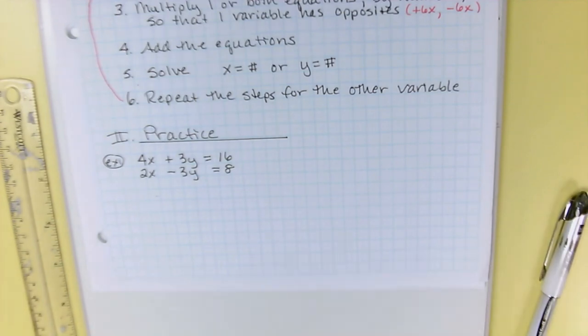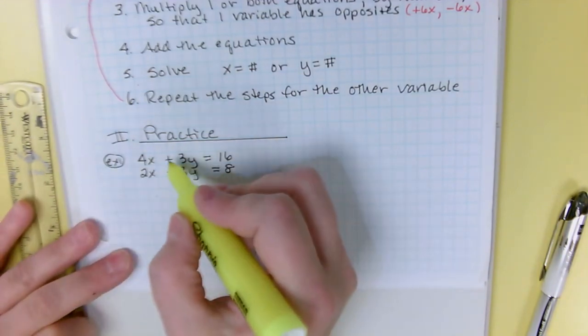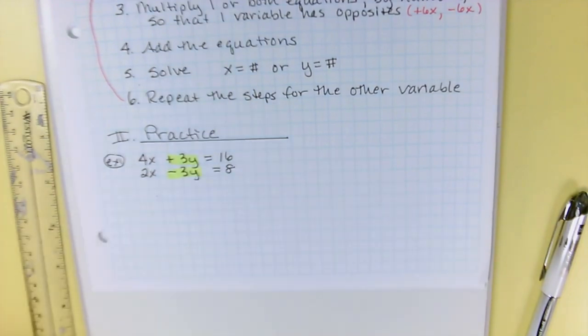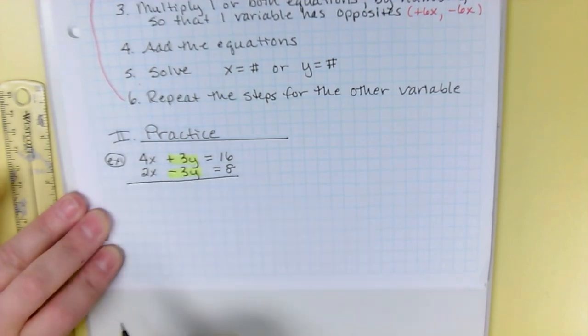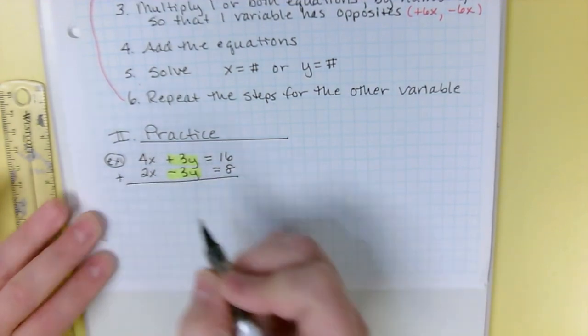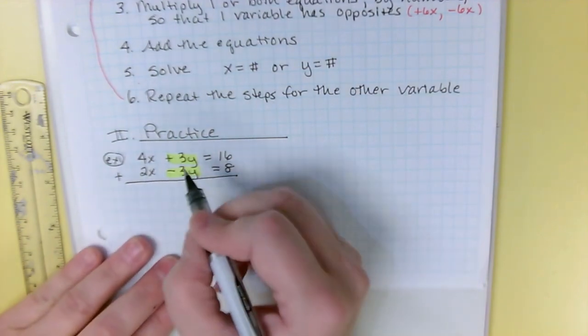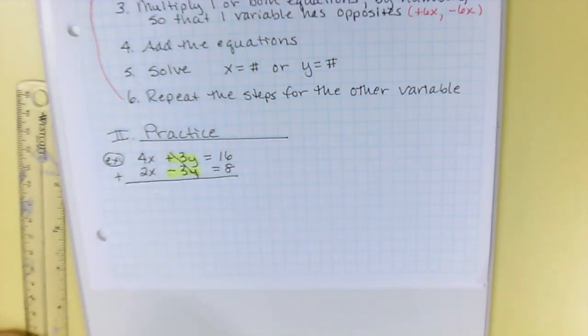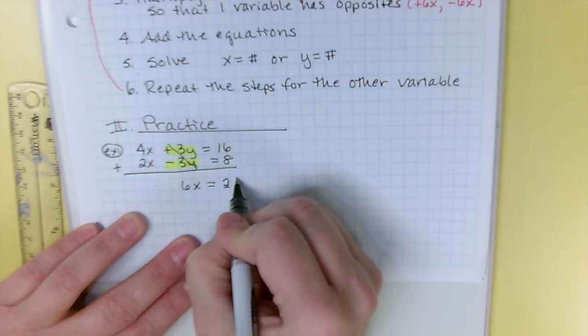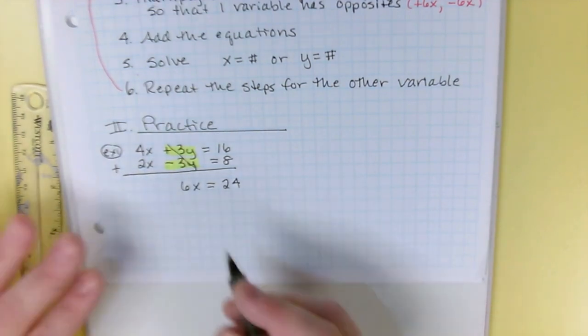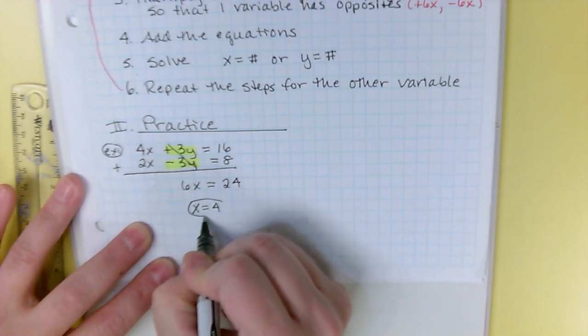Now, on your homework, they're going to give you, I remember, a free gift with purchase. They're going to give you a free gift and have it already set up to eliminate a variable. So if you look at this, the y's are already opposites. I have a 3y and a negative 3y, and they're already there. So I don't have to actually do anything to this to change it. I can just add it up the way it is. And when you add it up, 3 minus 3 goes to 0. 4x plus 2x is 6x. 16 plus 8 is 24. And 6 times 4 is 24, so you know that x equals 4.